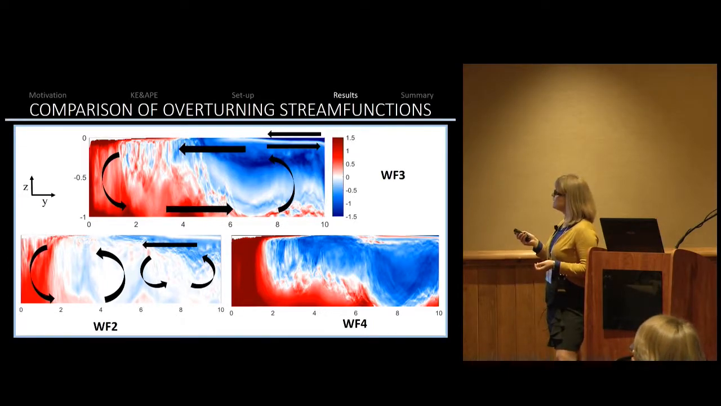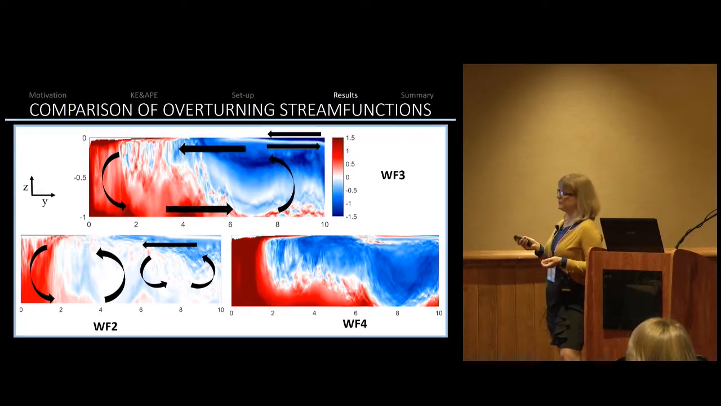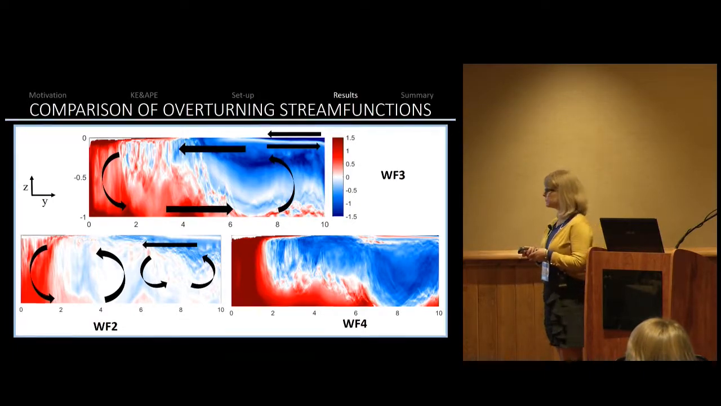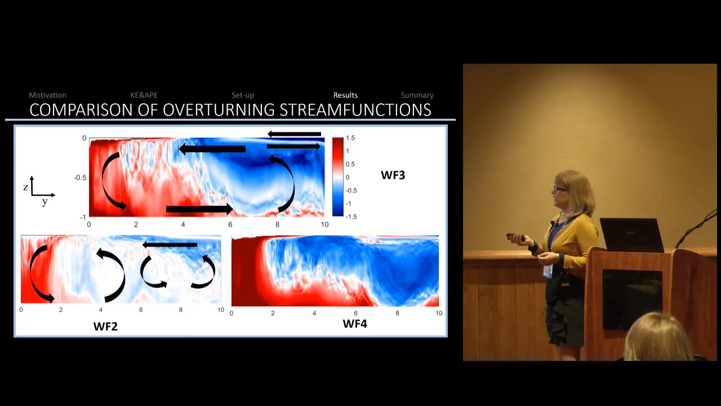But you still see that if you compare WF3 and WF4, as you increase the wind forcing, you're creating a stronger recirculating cell at the surface near the equator and at mid-latitudes.